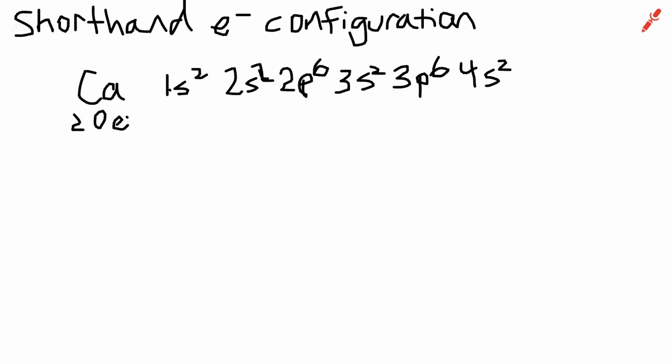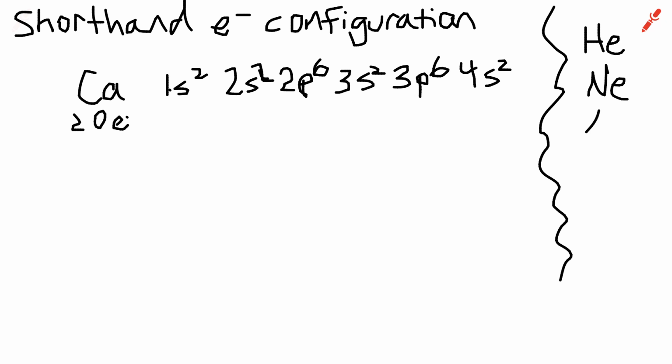Now the trick is after a while you might figure out that that's sort of long to write. And so what we do is we look for the noble gas that comes before calcium. Let me point out one thing: I sometimes see people write down anything to shorten this up, but really it's only a few elements that you can use: helium, neon, argon, krypton, xenon, or radon. Those are the only things that you can write to shorten this up.